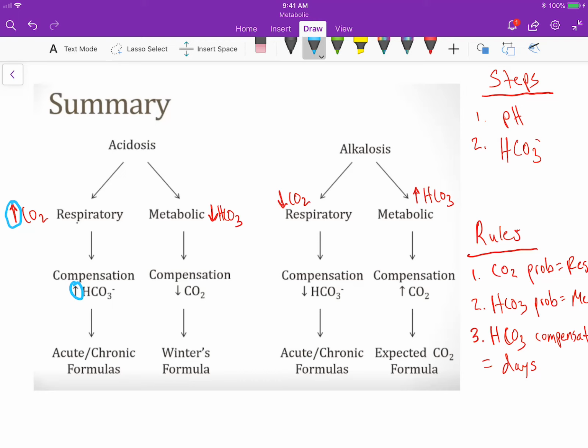So you'll notice that it's only in correcting for the respiratory issues where you need acute and chronic formulas, because again, there's two mechanisms by which our body fixes respiratory acid-base abnormalities, whereas there's only one mechanism that our body has to correct changes in the bicarb level, which would be either through hypoventilation or hyperventilation.